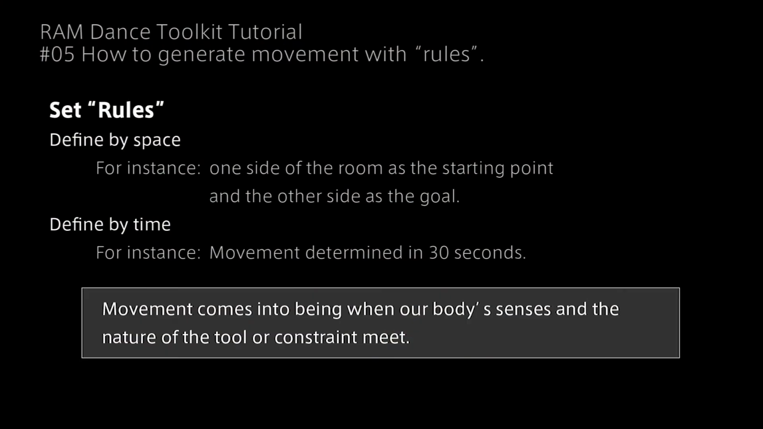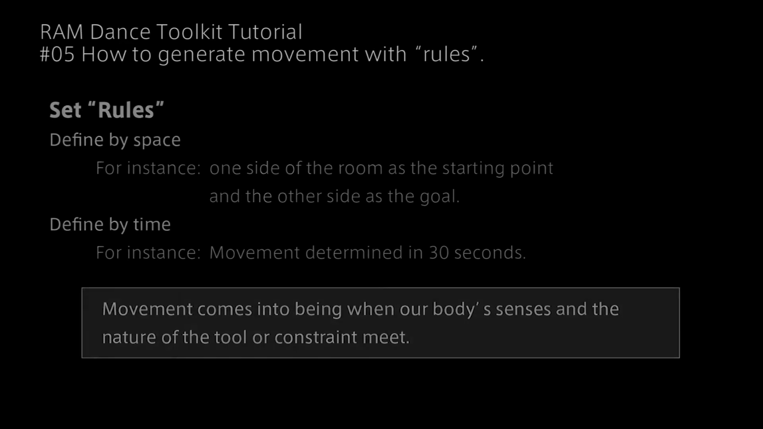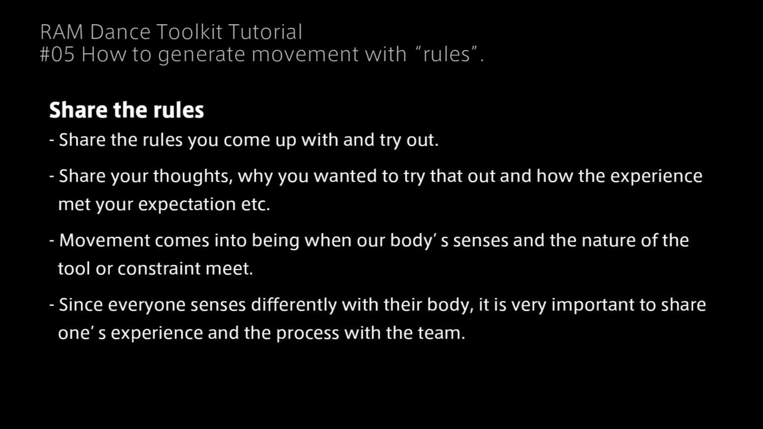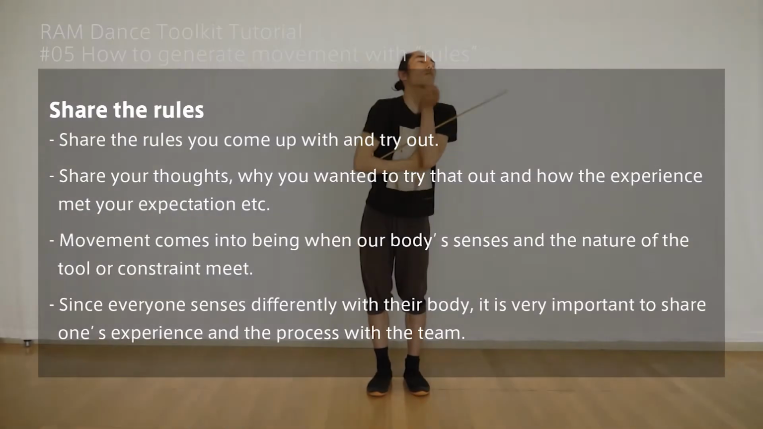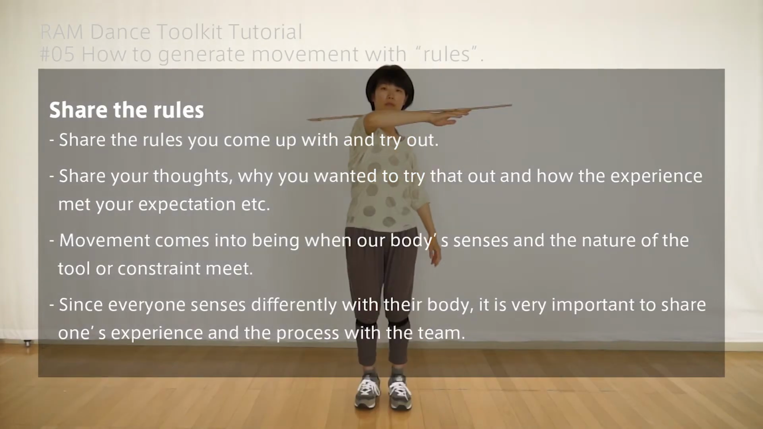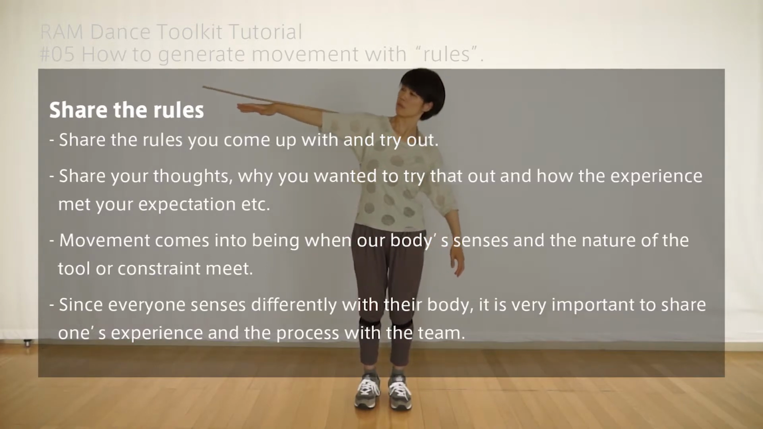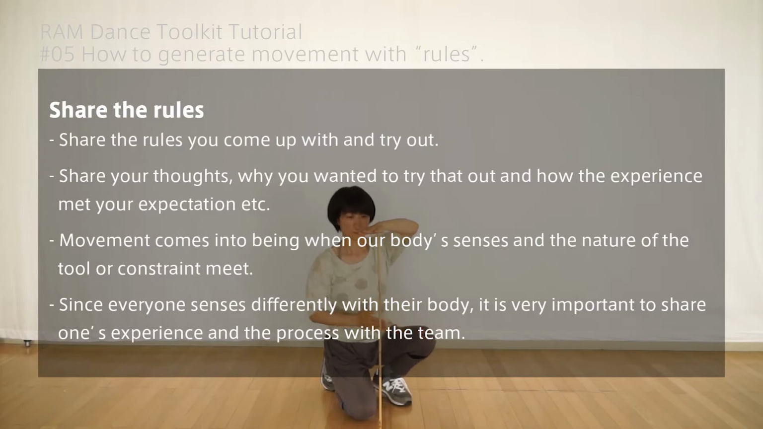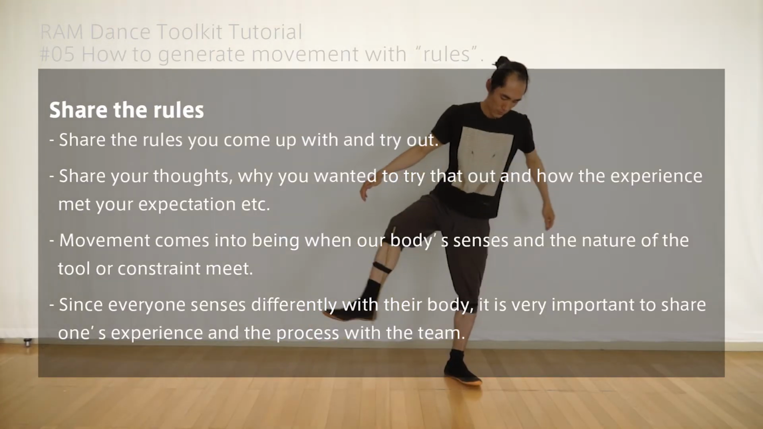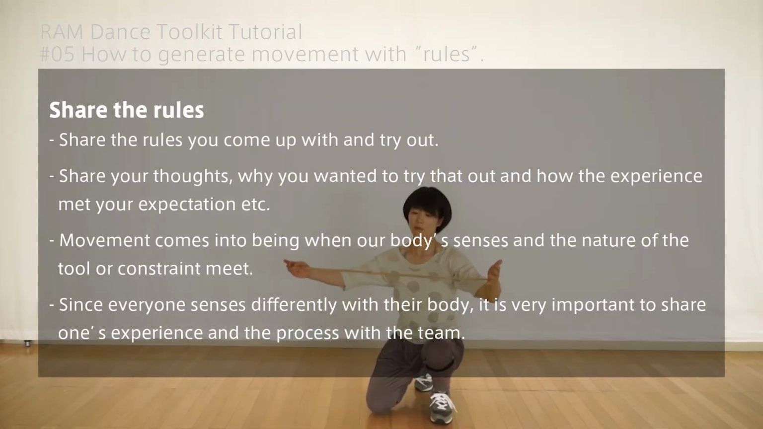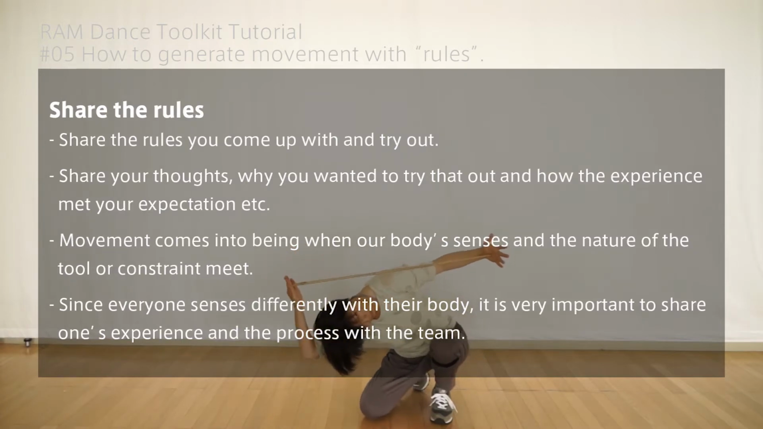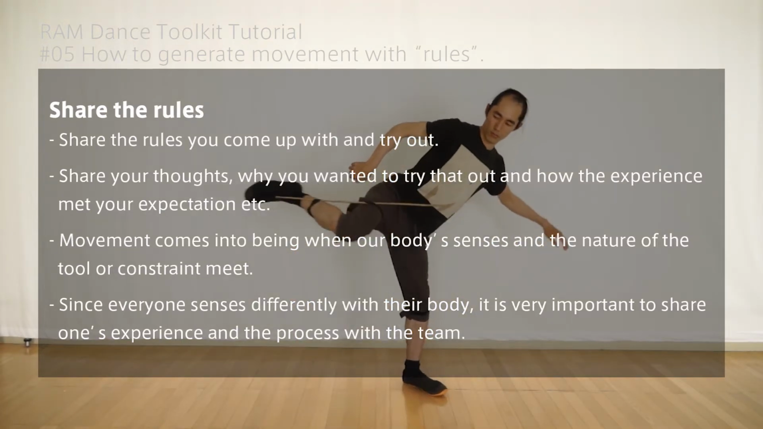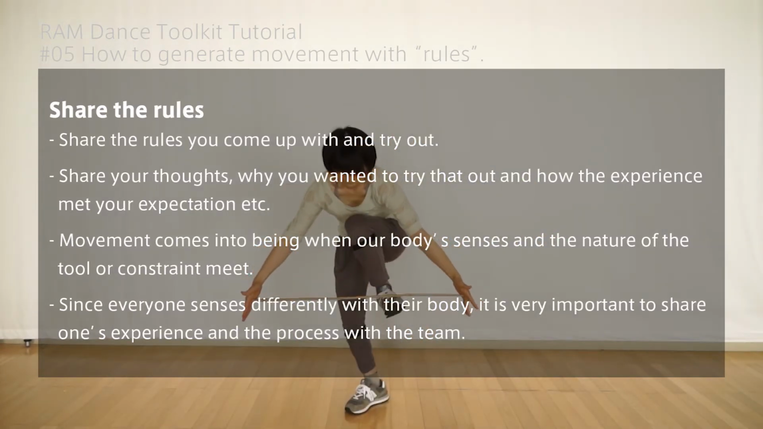The more constraints you apply, whether time, space or both, the more vivid the characteristic of movements defined by them becomes. Share the rules you come up with and try out. After a tryout, share your thoughts, why you wanted to try that out and how the experience met your expectation, etc. Movement comes into being when our body's senses and the nature of the tool or constraint meet. Since everyone senses differently with their body, it is very important to share one's experience and the process with the team.